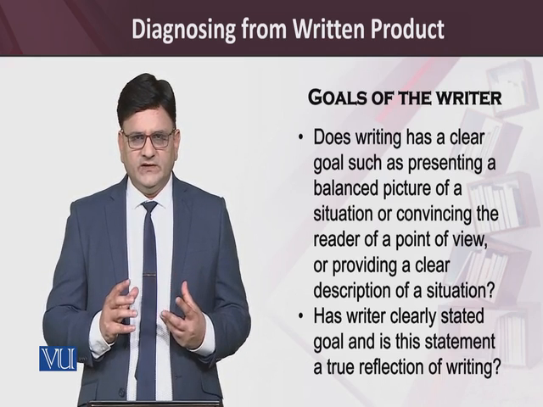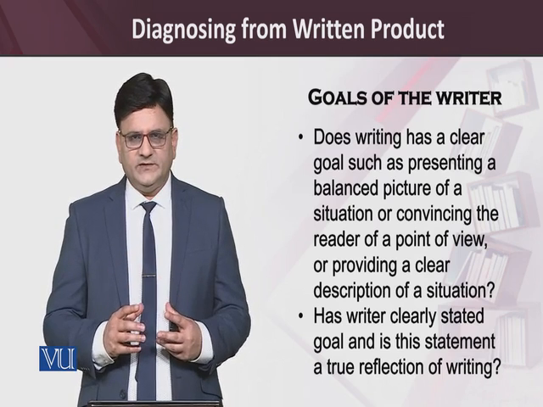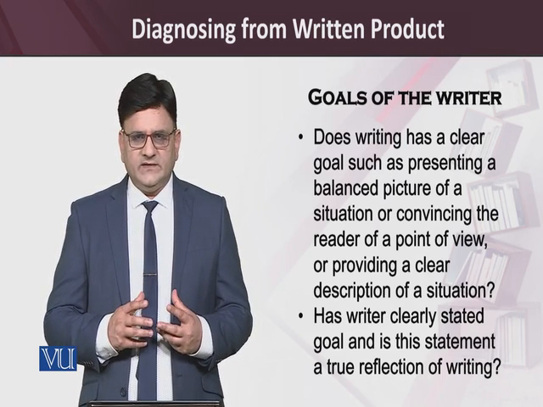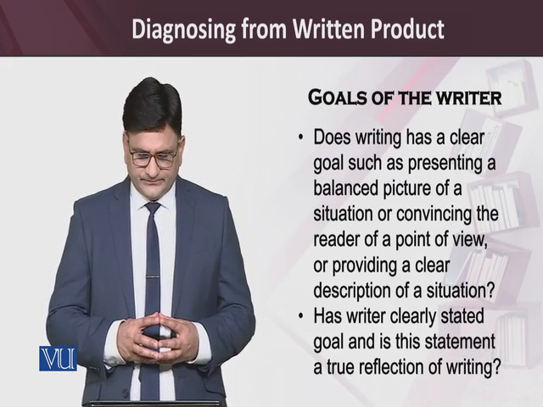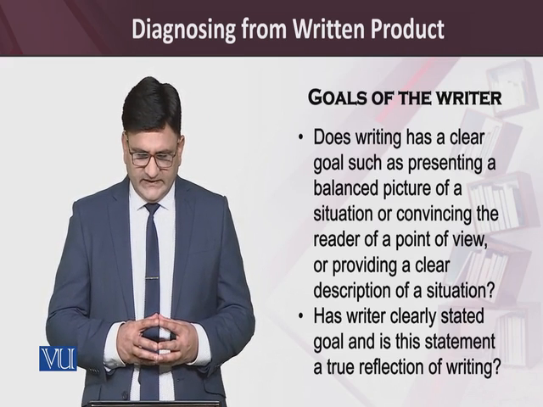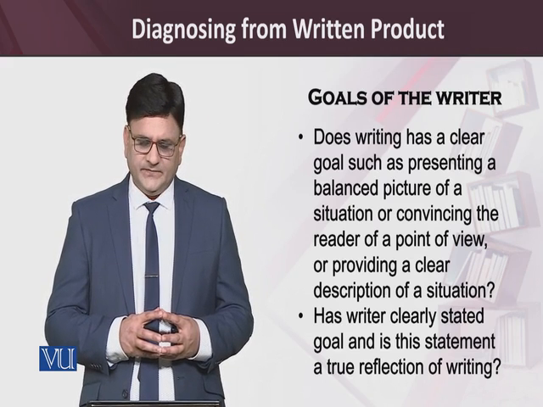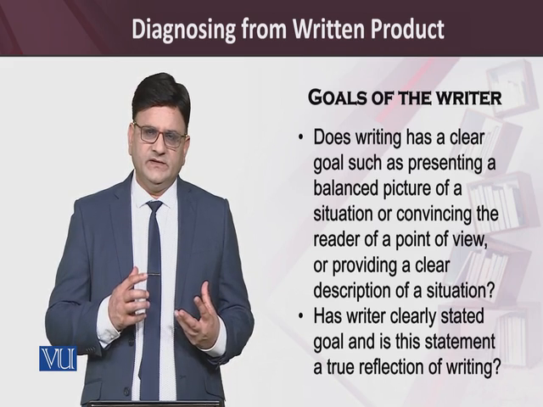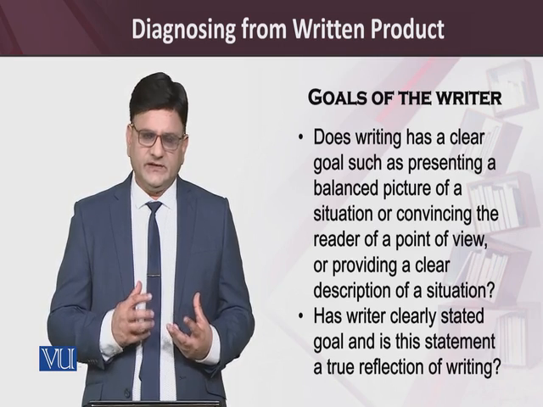If they have a goal, what's the goal? If it's been achieved, how is the argument presented? Is it presented in a coherent and convincing way? Has the writer clearly stated the goal, and is this statement a true reflection of the writing? So a thesis statement should be a clear reflection of the writing.